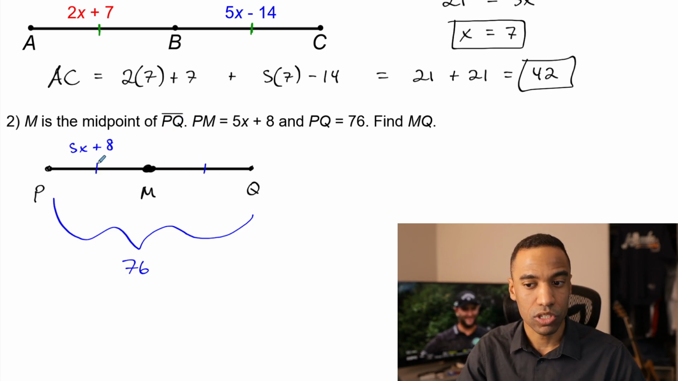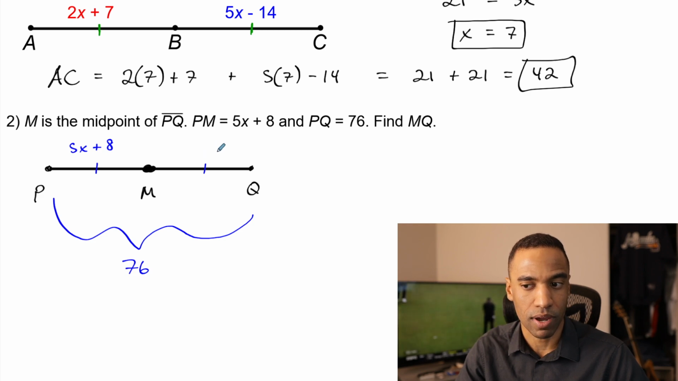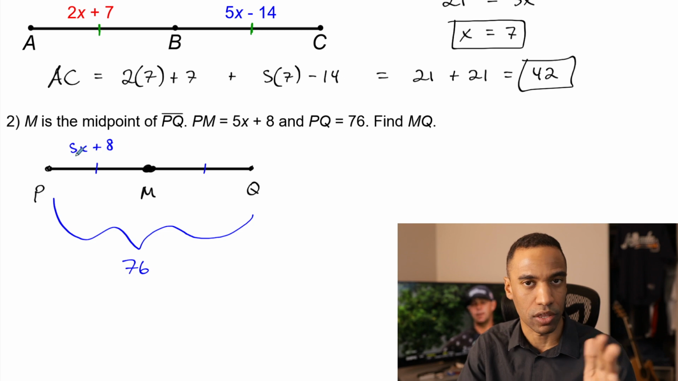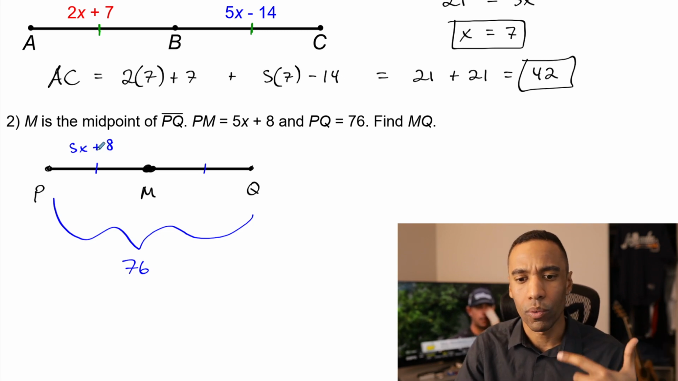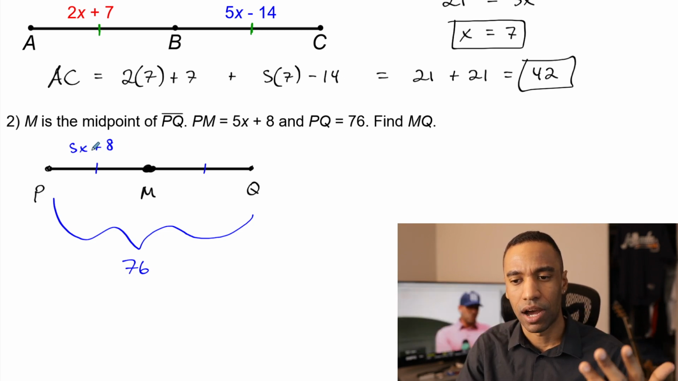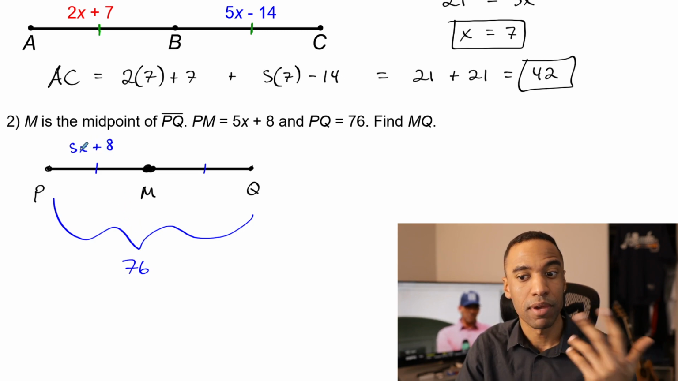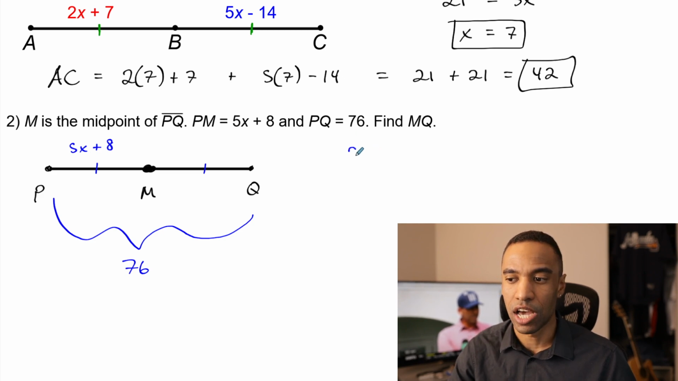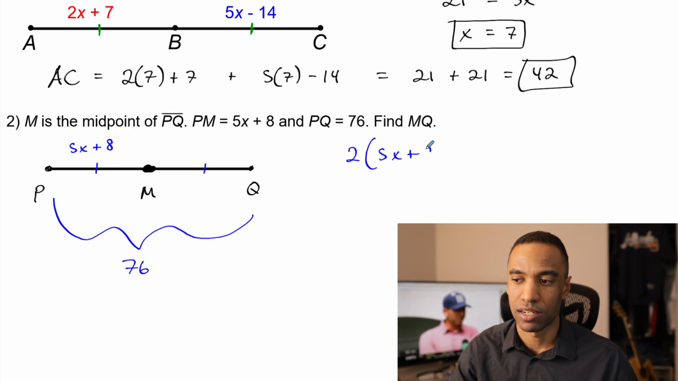Now these are congruent, so listen, you could write 5x plus 8 right here and you'd be good. We do have to make sure we're not going to set these equal to each other, 5x plus 8 equals 5x plus 8. We want to find a way to say that we can use this and this at the same time. And it's really about what I said before. If I double this length, if I double 5x plus 8, I will get all of that, which is 76.